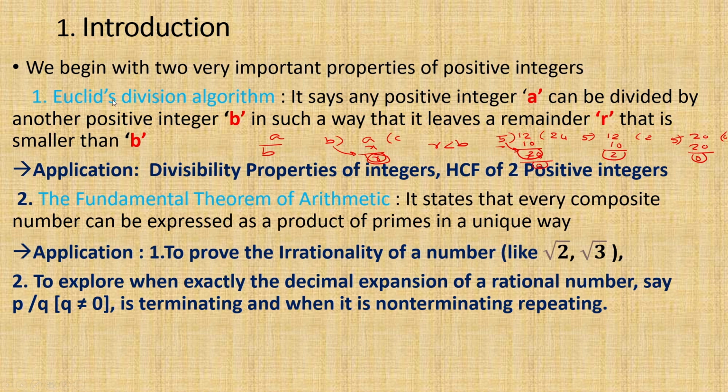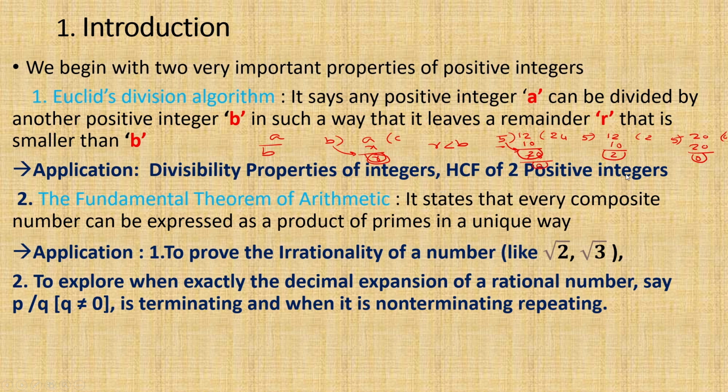So this Euclid's division algorithm, here we have some applications, that is divisibility property of integers. That means if a number is there, how it is divisible by 2, how it is divisible by 3, how it is divisible by 5, like that. What is the divisibility property of the integers? For that, by using this Euclid's division algorithm, we will calculate.